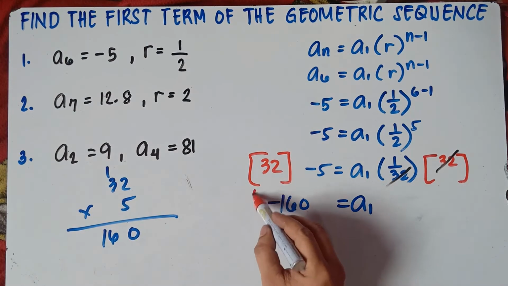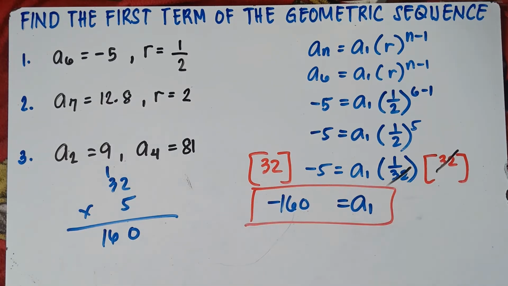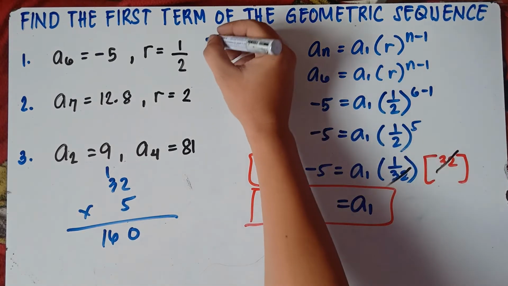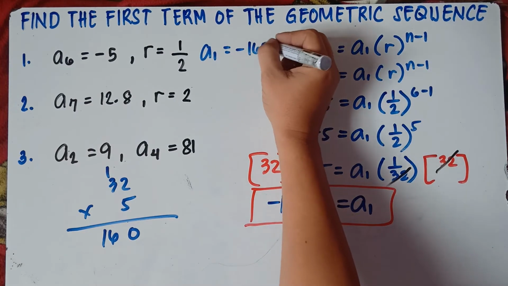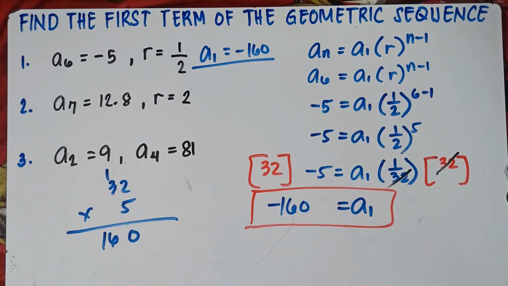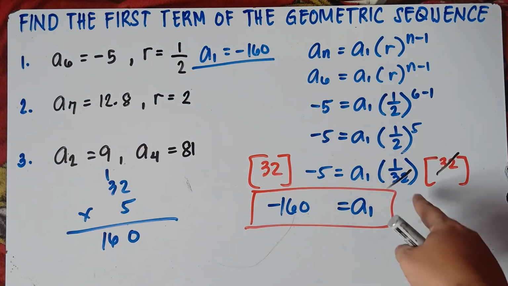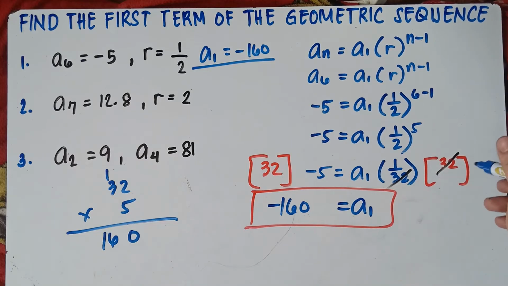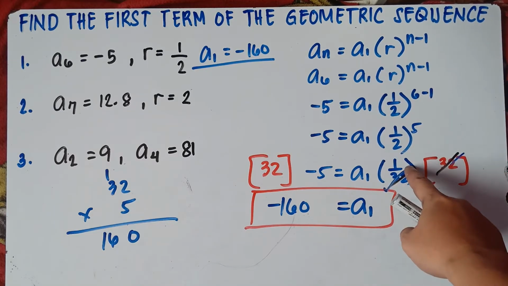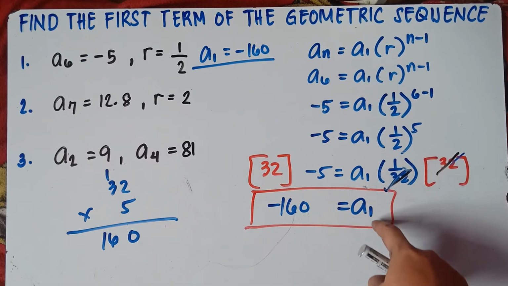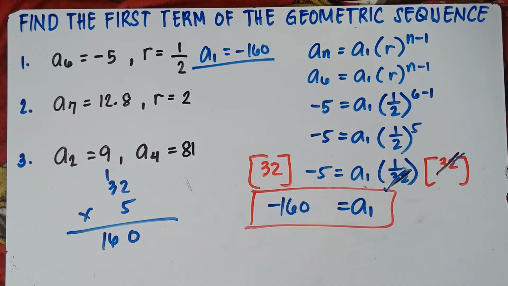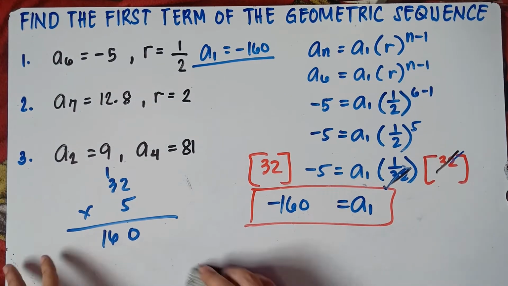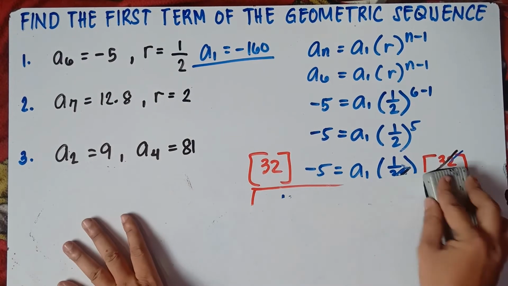That's it, class. That's the answer for number 1. Easy, right? So for number 1, a sub 1 or the first term is -160. Once again, we multiply both sides by 32 so that we can cancel this 32, and the remaining will be 1. And 1 times a sub 1 is still a sub 1. And 32 times -5, that's -160. That's it, class. That's the answer for number 1. Alright, so let's try number 2.